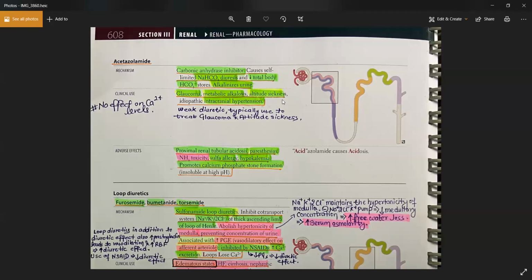So these are the uses of acetazolamide. What are the side effects you will get? You will get the proximal renal tubular acidosis. Why? Is it a type 1 or a type 2?